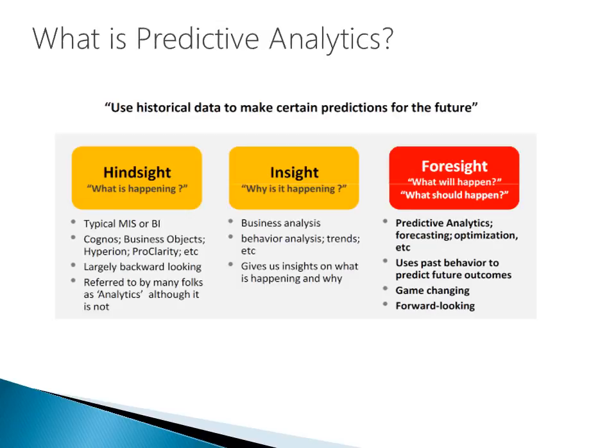Insight, on the other hand, is starting to peer into the question of, well, why is this happening? And this is the analysis of business, understanding the behaviors, the trends, and it gives us insights into what is happening and why it's happening. At a certain point, we cross into the threshold of foresight, and now we're talking about prediction and optimization, what will happen and what should happen. So predictive analytics, forecasting, optimization, is using the historical data to make predictions for the future. And this is game-changing technology, and it is absolutely imperative for organizations to begin to adopt as soon as possible.